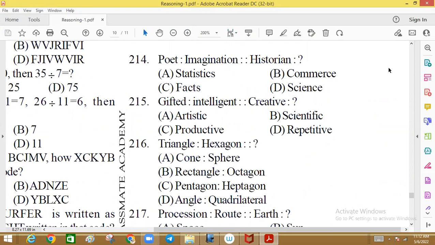Historian works on facts. That is the answer, right? So, what is the relation between poet and imagination? How can you relate these words? Poet imagines and he will write. Okay, poet will imagine, so he works on imagination. Obviously, historian works on facts. Yes or no? Historian constructs history based on facts. What are those facts? How do you study history? What are the sources to study history?